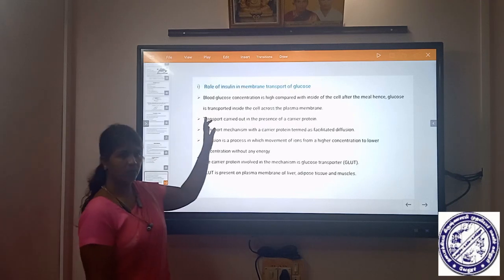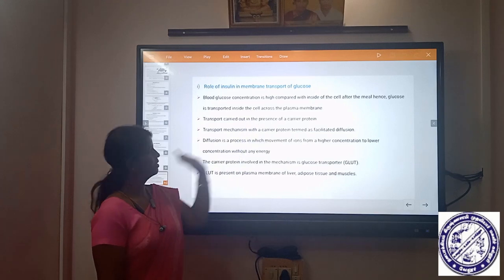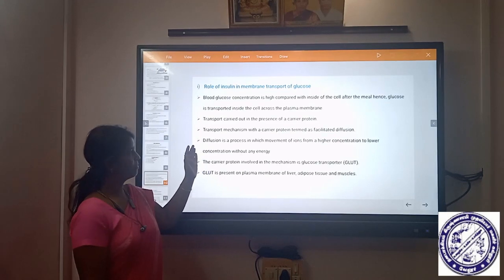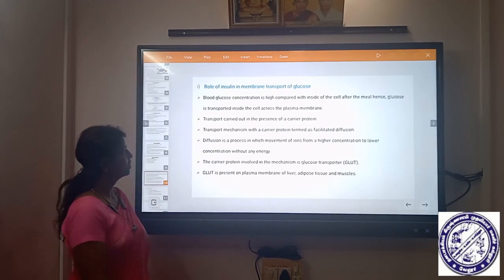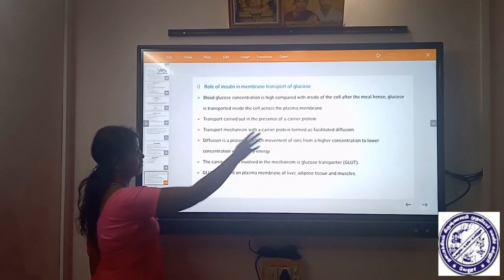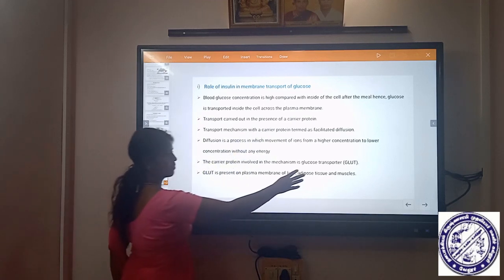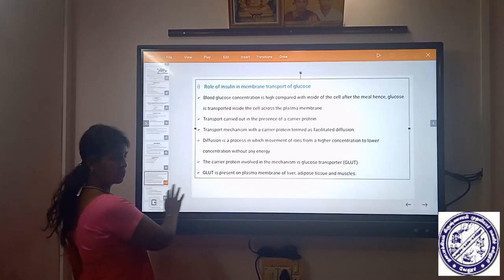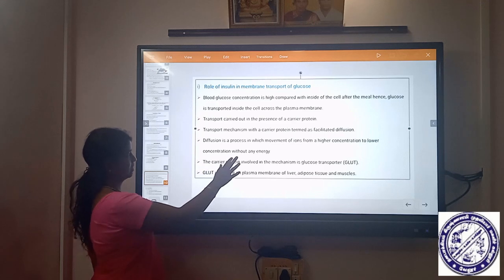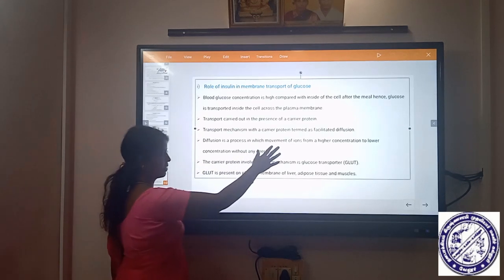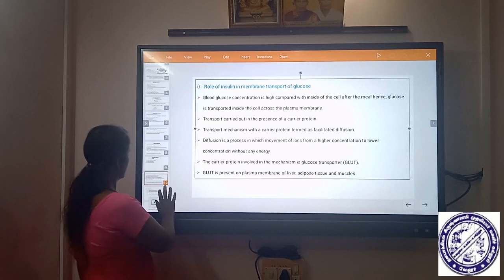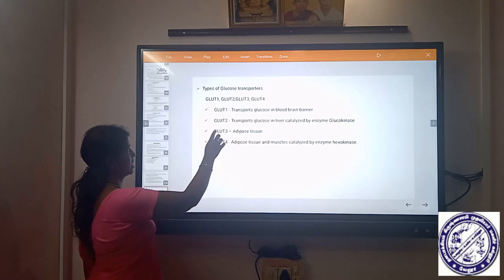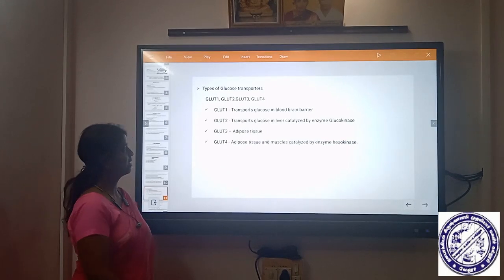The first one is the role of insulin in membrane transport of glucose. In this case, insulin transports a glucose molecule from the blood into the interior of the cell through a carrier protein. The name of the carrier protein is glucose transporter, represented as GLUT, by the process of diffusion, and this takes place in the presence of a carrier molecule, so it is termed facilitated diffusion. There are four types of glucose transporters: GLUT1, GLUT2, GLUT3 and GLUT4.